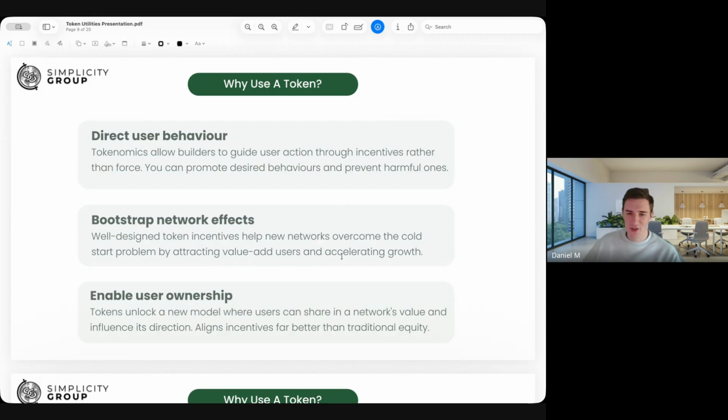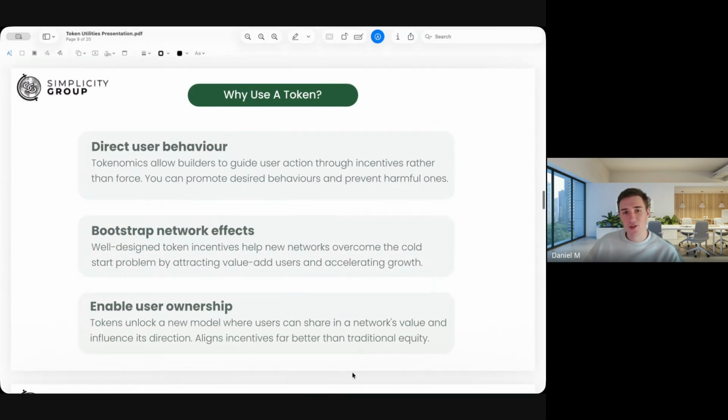Then we have to ask why actually use a token. So there are 6 main reasons to use a token. We have directing user behavior, which in essence is the carrot and stick of the decentralization. It's the incentive alignment side. The perfect example of this is Bitcoin, the first crypto. Bitcoin miners do not need to actually verify the network. They can do whatever they want with their Bitcoin miner. They can try to attack the network, but their behavior is incentivized because whoever validates the block gets the block rewards. So again, it's about incentivizing behavior and ensuring that your community or your users act in the way you want them to.